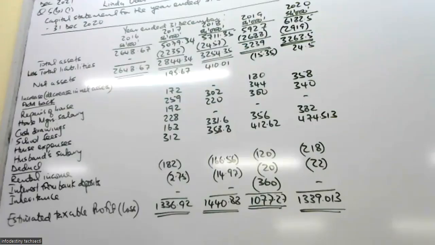Next one, cost of living. Another factor to consider, marital status of the taxpayer.